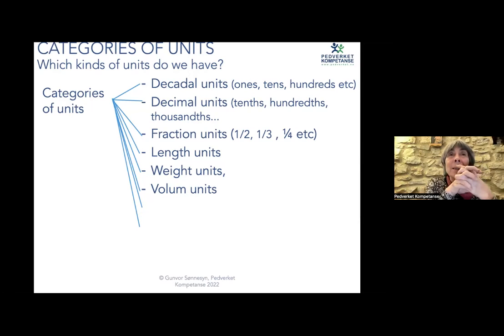In English, the names of these fractions are very similar to the ordinal words, first, second, third, fourth, fifth, sixth, and so on. And that can be a little bit confusing for English speakers. But in our language, it is not like that, and maybe not in the Czech language either.